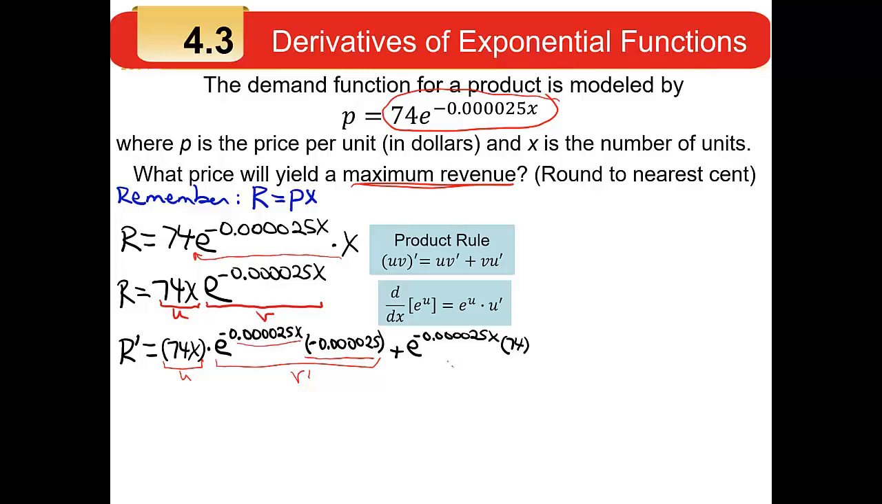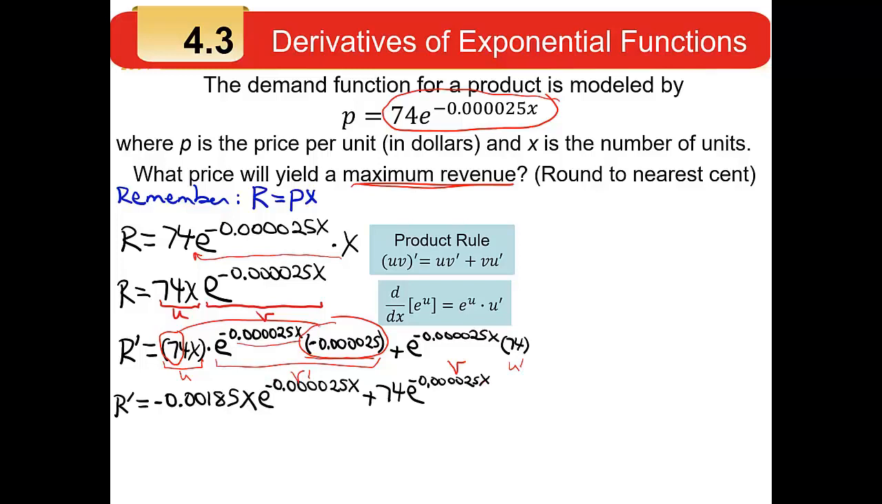Then we reverse it and we take v, which is the exponential, multiplied by the derivative of u, and of course the derivative of 74x is just 74. Now a little bit of simplification is in order. For example, this number is just a number, and 74 is just a number, so why don't we just go ahead and multiply them together and put them out front. So if you did that, you could take 74 multiplied by that negative decimal value, and if you multiply it on your calculator, you'll get negative 0.00185, and then you've got the x and you've got the exponential. Then you've got the plus sign, and I would just recommend putting the 74 in front. That's the typical way of doing it.